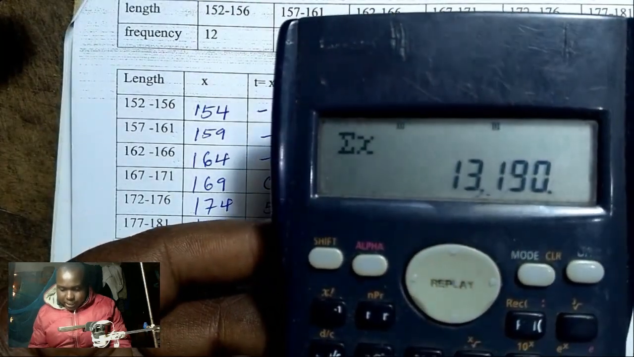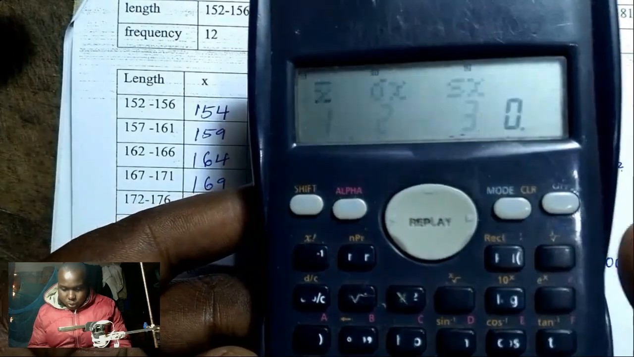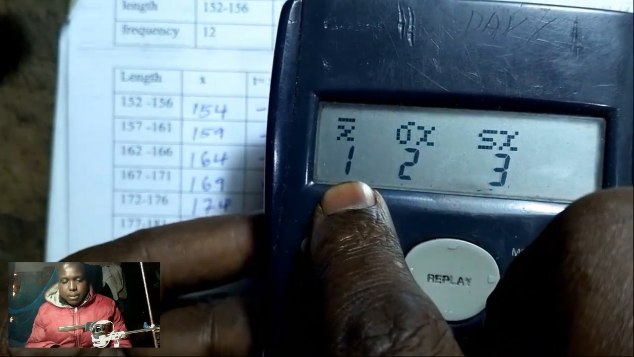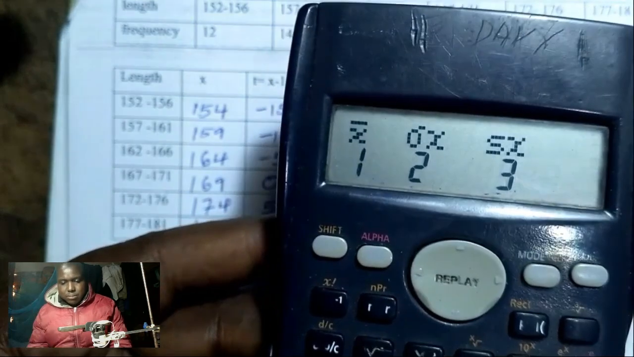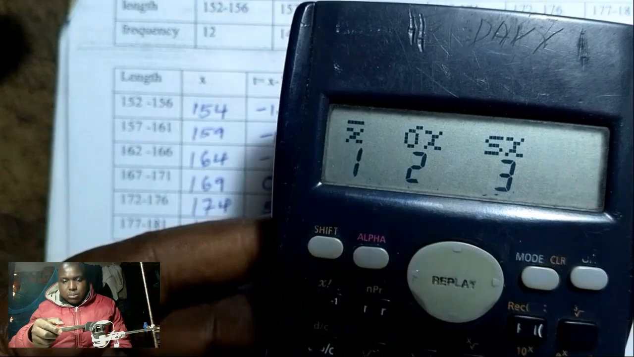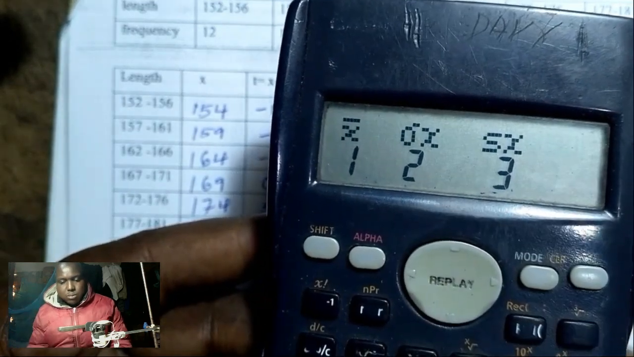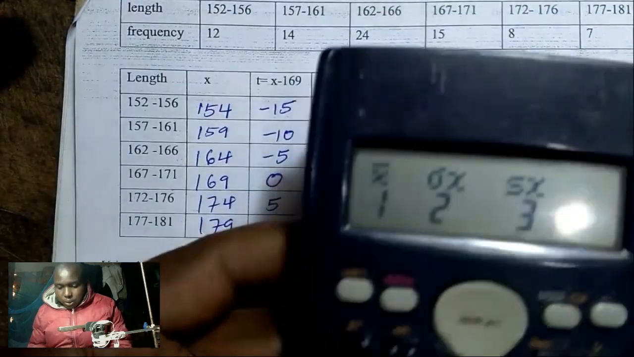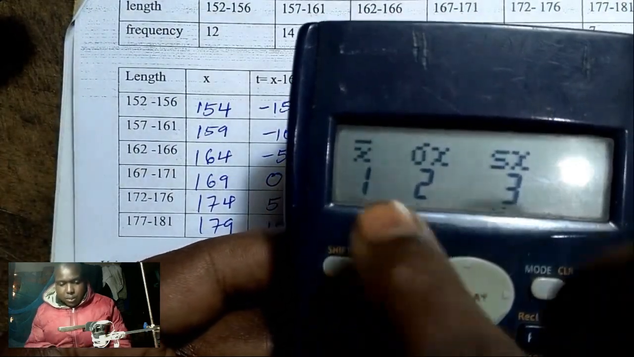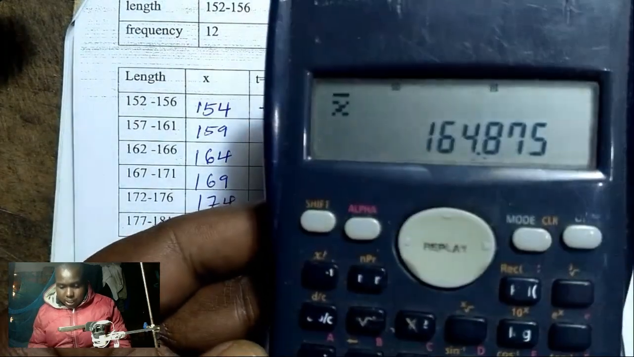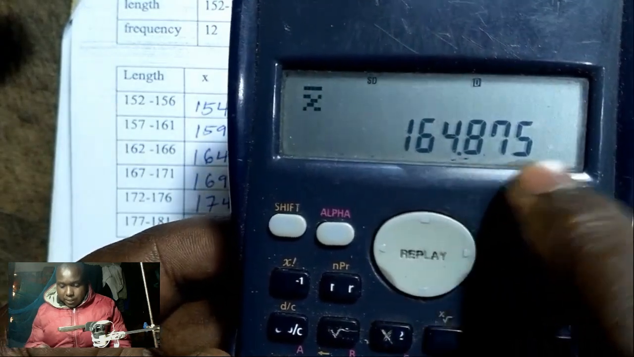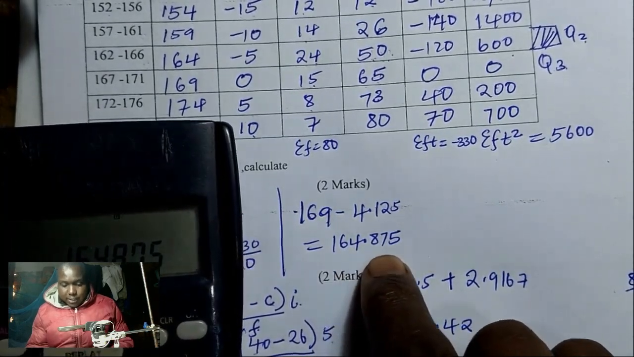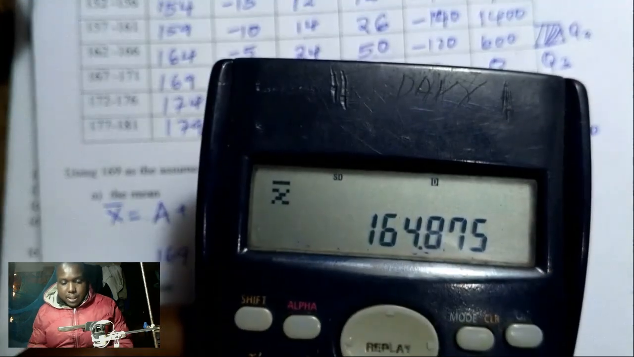Now next, my interest is here, shift 2. This one, the first one is the mean. So this is the mean. The first one is the mean. So if you press 1 equal sign, it will give you 164.875, and that is what we have here.